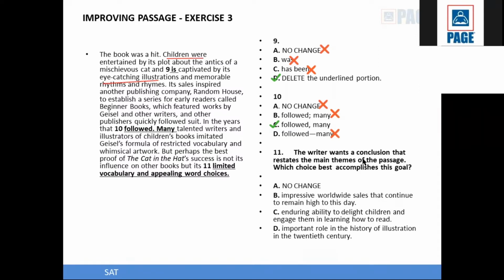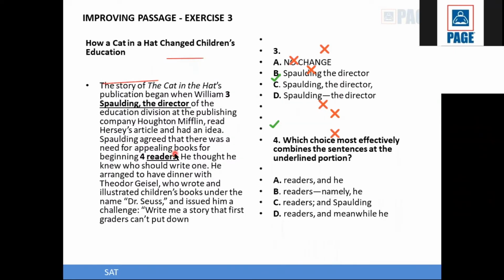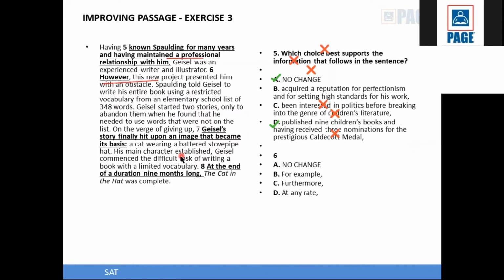When you get the word conclusion, you should always go to the starting of the passage. You can go with the ending or go back. The first sentence and last sentence should match. The story of The Cat in the Hat's publication began with someone. Why? Because there was a need for an appealing book for beginning readers. That is why he started.